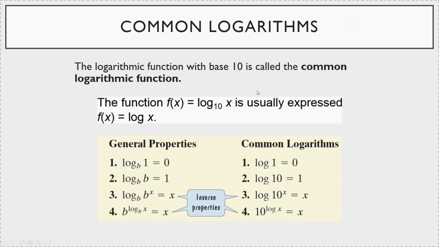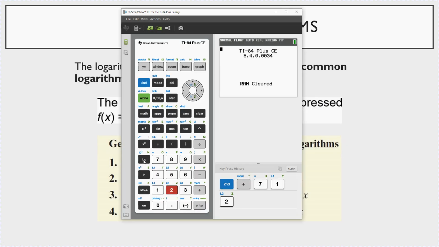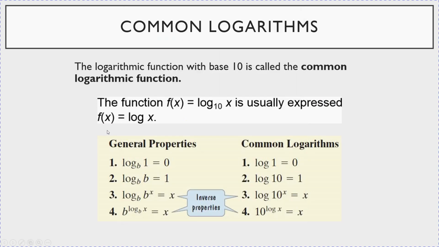All right, so let's talk about some common logarithms. The logarithmic function with base 10 is called the common log function. The function f of x is equal to log base 10 of x is usually just expressed as f of x is equal to log of x. So when you see this log button on your graphing calculator, this just means log base 10. That's important to note. And this has the same exact properties.